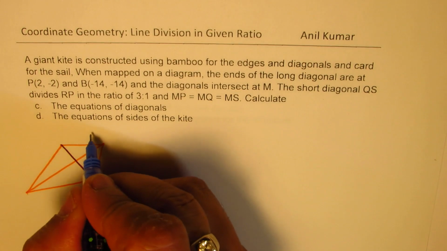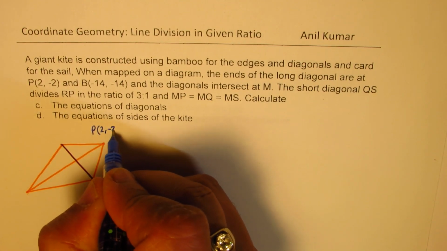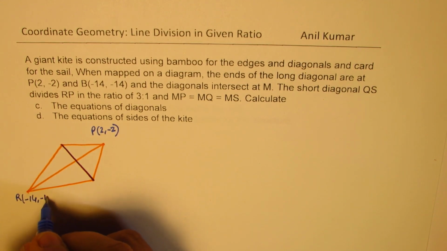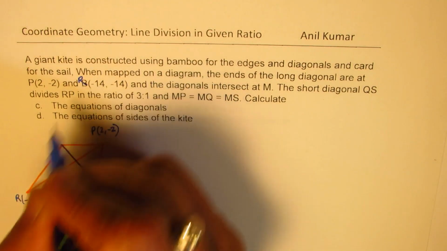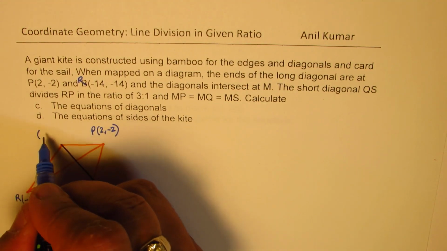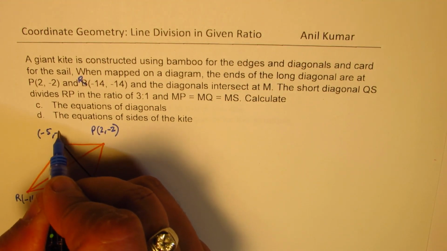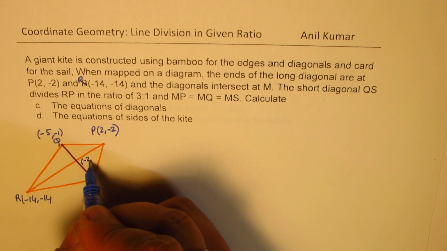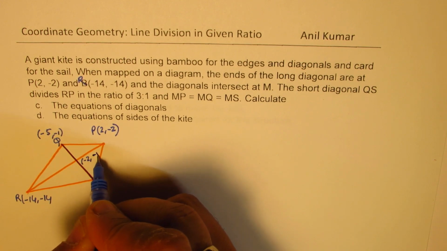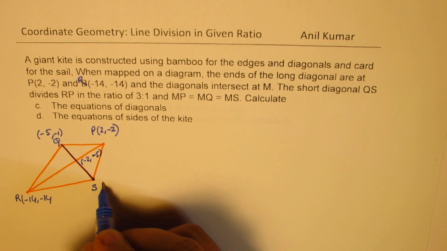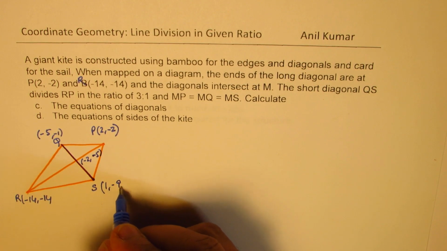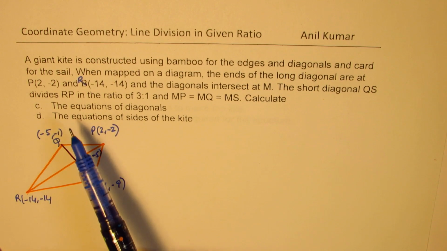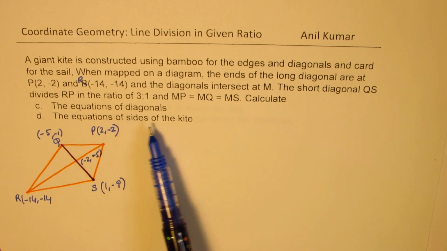So the coordinate points are P, which is (2, -2), and R, which is (-14, -14). That is given to us. We just found these 2 points, Q (-5, -1). Now M was (-2, -5), and this is S, which is (1, -9). Right. Those are the points which we have. Now, equation of diagonals and equation of the sides of the kite.